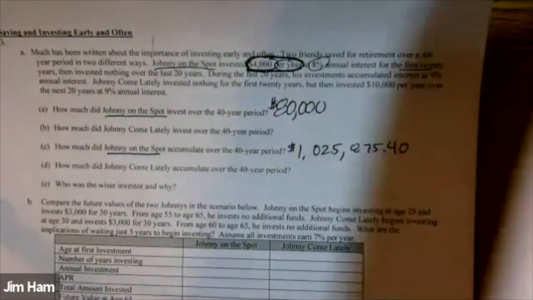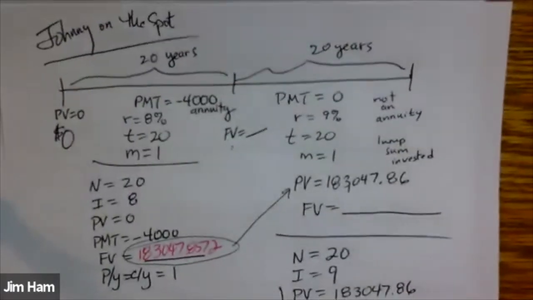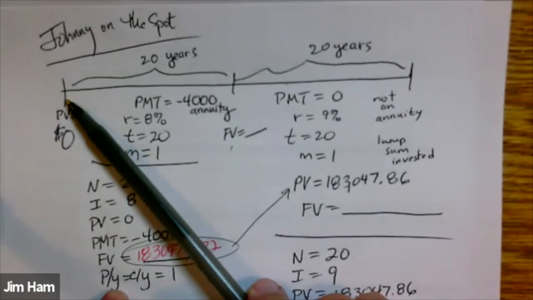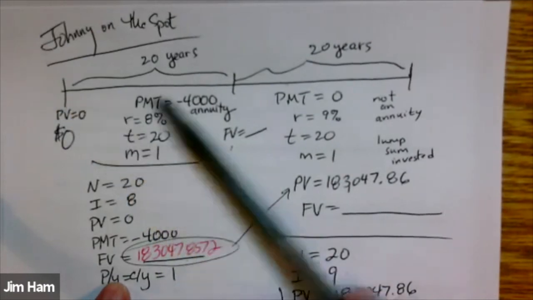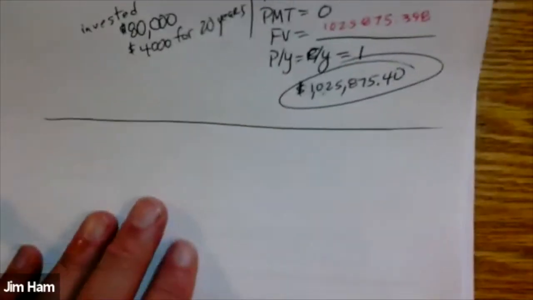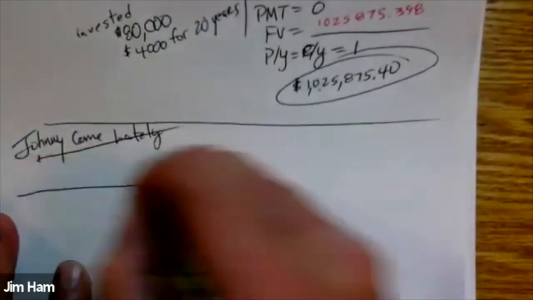All right, I'm going to maybe speed it up a little bit. The big idea here is that one investor is going to start early and invest over a long period of time, and the other investor is going to wait. And we're going to look at the implication of waiting. So here's Johnny come lately. I'll do a similar grid.